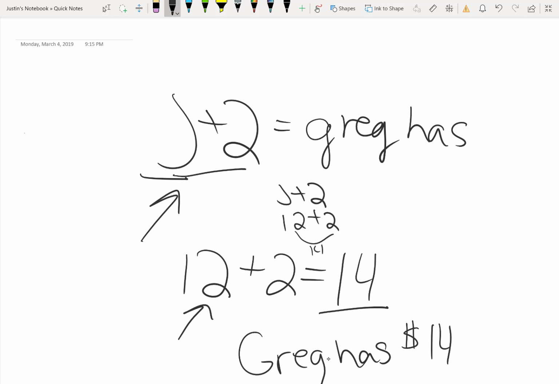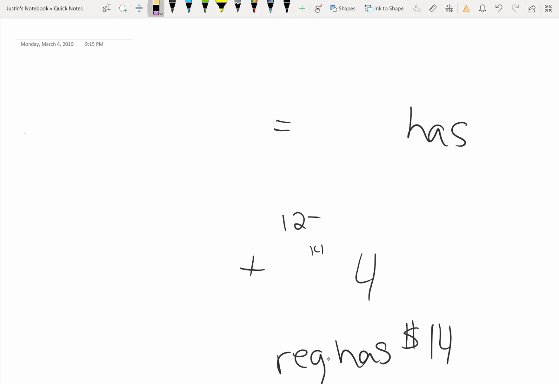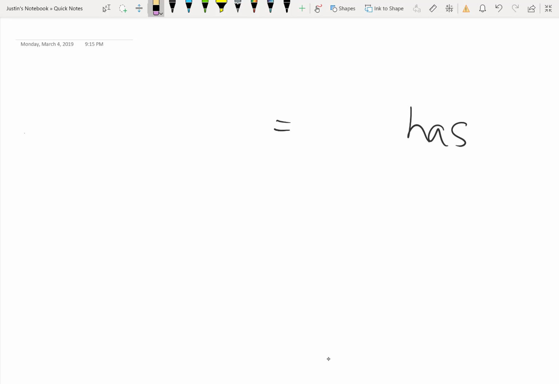All right, so look at example 2. It says Greg has 2 more dollars than his brother Jeff. Write an expression for the amount of money Jeff has. So now we just looked at how much money Greg has. So now we want to see how much Jeff has.